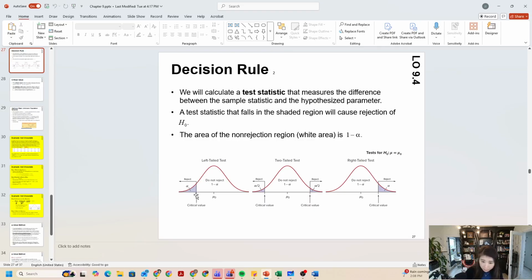So it's on the left tail, and after we calculate the critical value, we check whether the t-stat is smaller than the critical value. If that's the case, it falls into the rejection region. Otherwise, it will not be in the rejection region. Therefore, we need to calculate this left tail critical value.